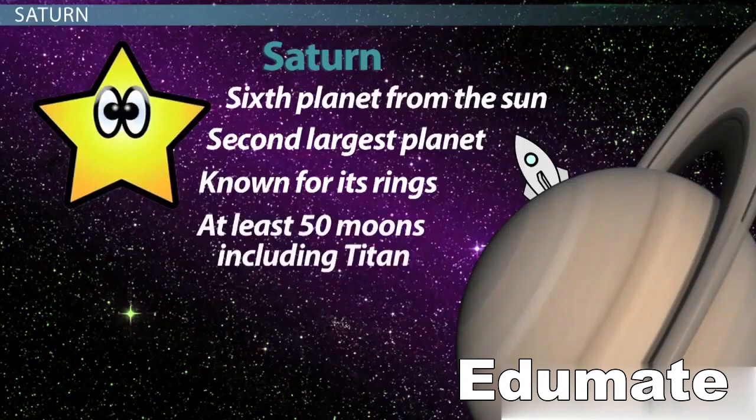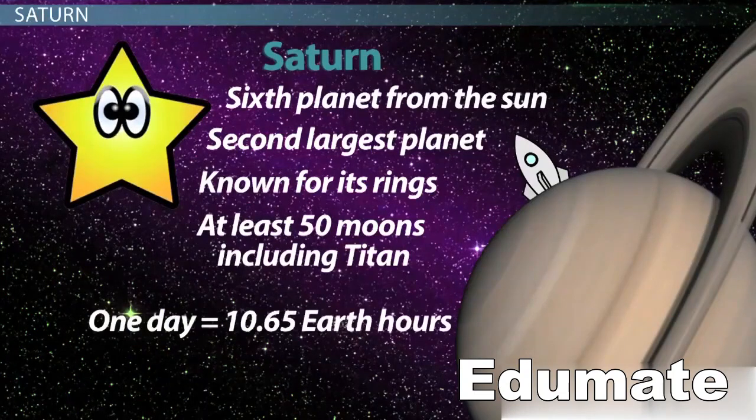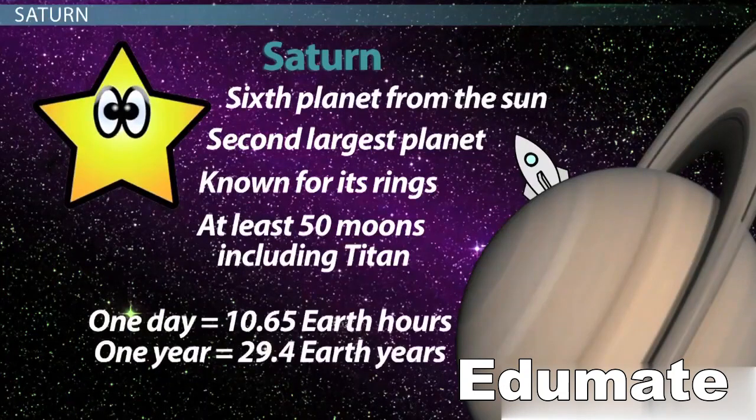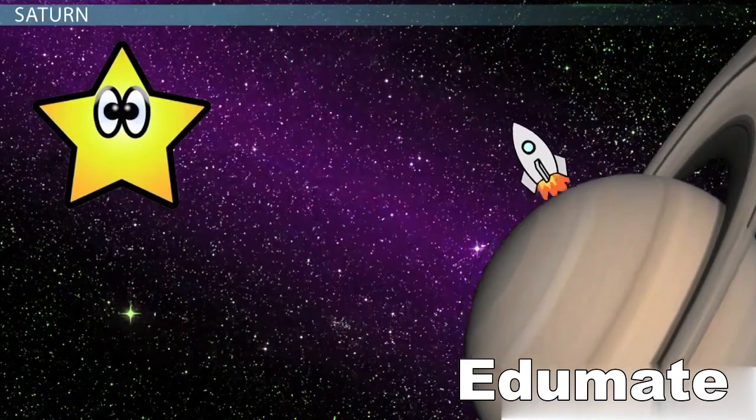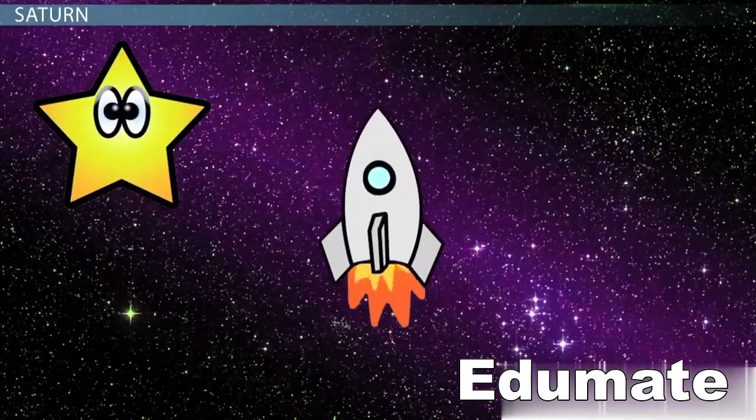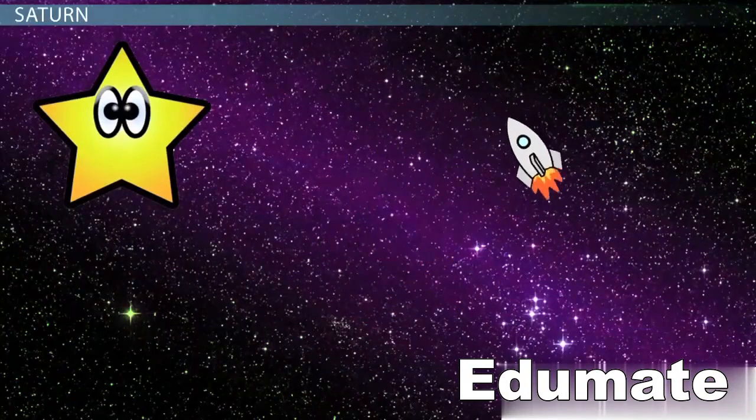Titan is bigger than the planet Mercury and is so large it has its own atmosphere. A day on Saturn is 10 hours, 39 minutes, and a year lasts 29.4 Earth years. All right, enough about this wonderful ringed planet. Off we go to planet number 7.